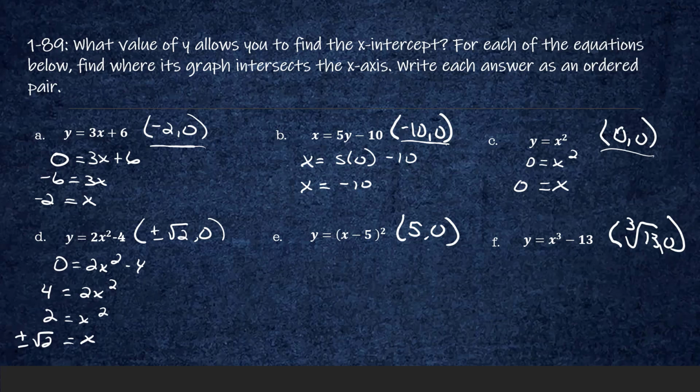And then D, again, we're plugging in 0. Don't forget your plus or minus on the square root of 2. So this says plus or minus square root of 2, comma 0, but that could also be, because that means there's 2 x-intercepts, positive root 2, 0, and negative root 2, 0. So that plus or minus indicates 2 particular answers there.